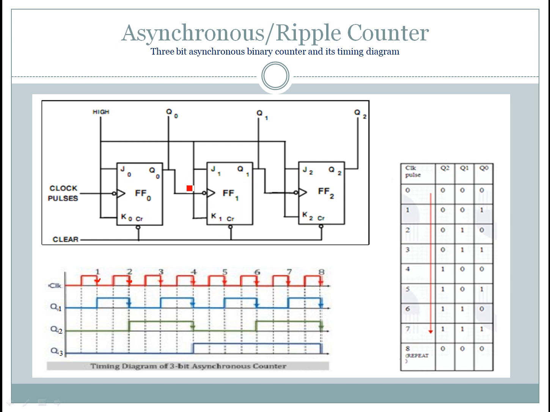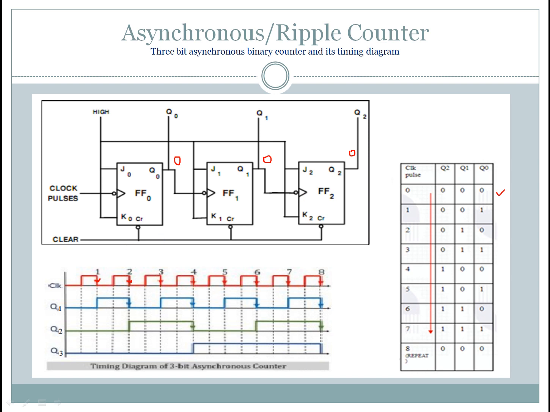Okay, let's discuss the operation of this circuit now. So initially all the flip-flop outputs are 0. That is the very first state in our truth table. This is when there is no clock pulse, that is the initial state.